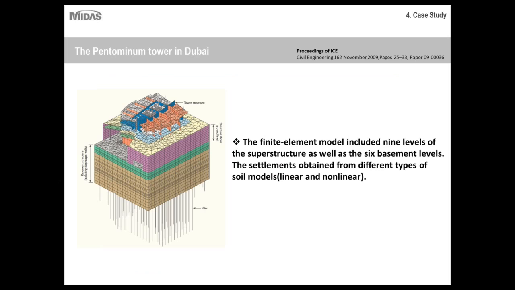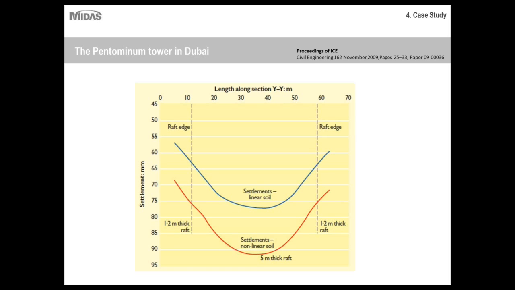Here is a picture of the finite element model itself. As you can see, it included 9 levels of the superstructure as well as 6 basement levels, and the settlements obtained from different types of soil, both linear and nonlinear. The pile configuration was very complex and needed to be modeled in 3D. Also, because the project had various construction stages, staged excavation and staged construction models were created as well. Using finite element modeling, they were able to take a very large, complex project and break it down into smaller, simpler pieces that were more doable and more efficient to run.